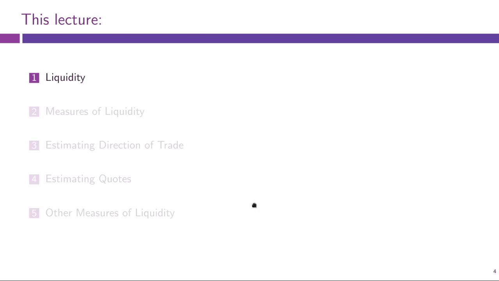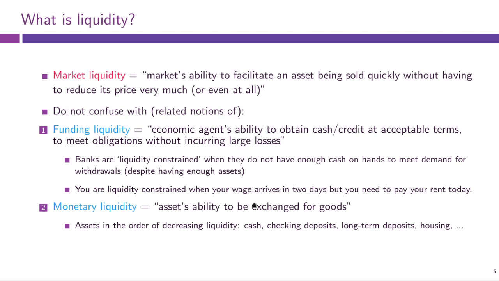So let us begin by talking about what actually is liquidity. Now, what we mean most of the time when we say liquidity in this course is market liquidity. And to give you a book definition, it is a market's ability to facilitate an asset being sold quickly without having to reduce its price very much or even at all. Now, as you can see, this definition is a little bit vague. It does not tell us what quickly means, it does not tell us what very much means, and so on. But you get the spirit of this definition.